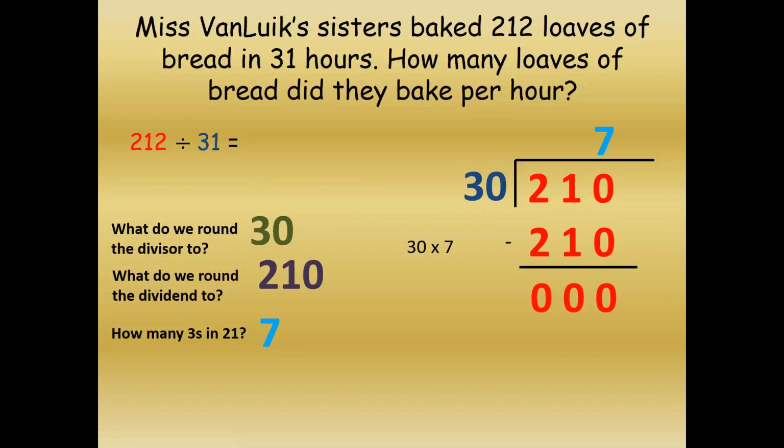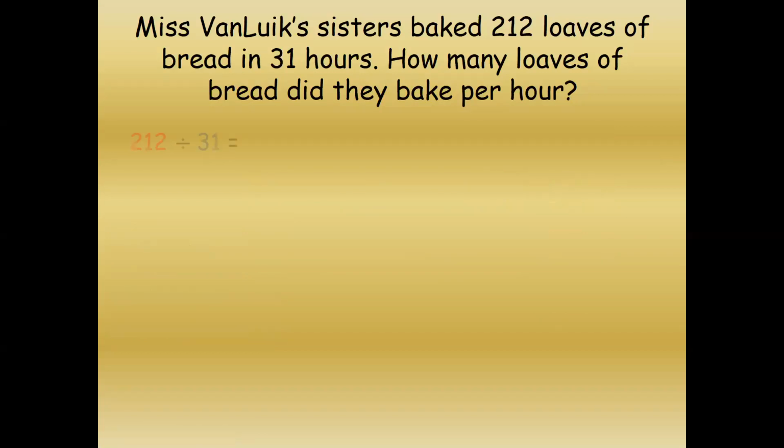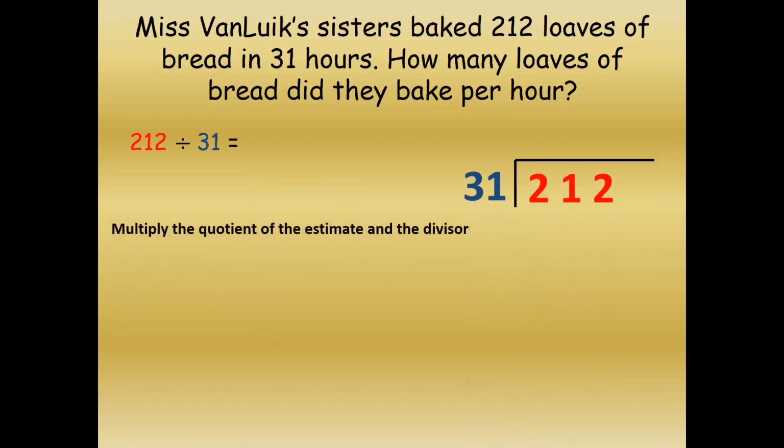So now we're going to use that 7 when we find out the actual answer of our question. So now we're going to do 212 divided by 31. So we have to multiply the quotient of the estimate, so that was our 7, and the divisor of the actual question, so that's 31. So 7 times 31, I'm going to do this math for you, is 217. So now let's see, is that answer bigger than the dividend of our question? Is 217 bigger than 212?